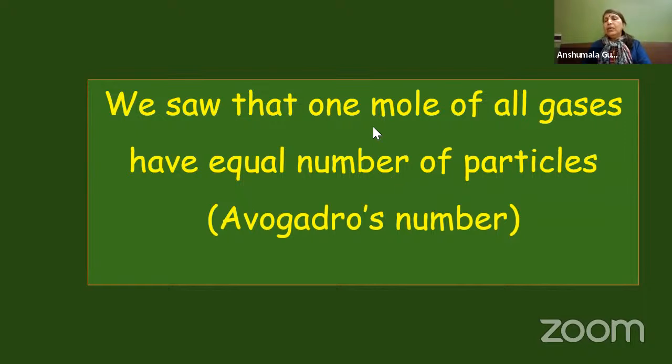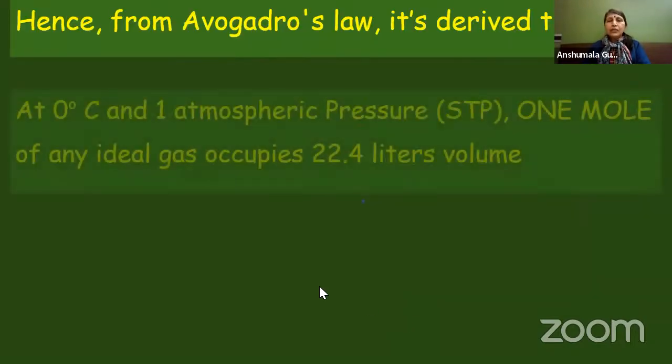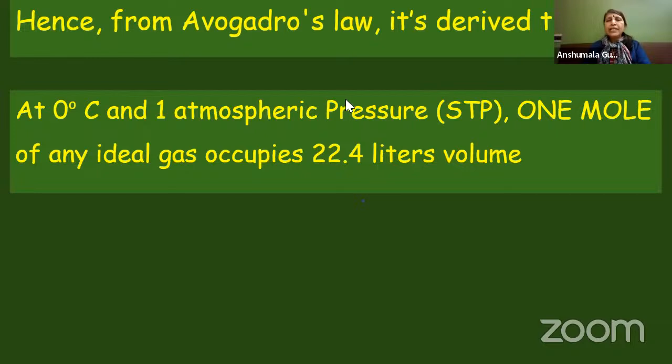And we already know that 1 mole of all gases will have the Avogadro number of particles. That has been told to us by atomic theory. So basically, we get to know that 1 mole of any gas occupies a fixed volume. At STP, 0 degrees C and 1 atmospheric pressure, 1 mole of any gas occupies 22.4 liters. So for every mole of any gas, the volume is known.